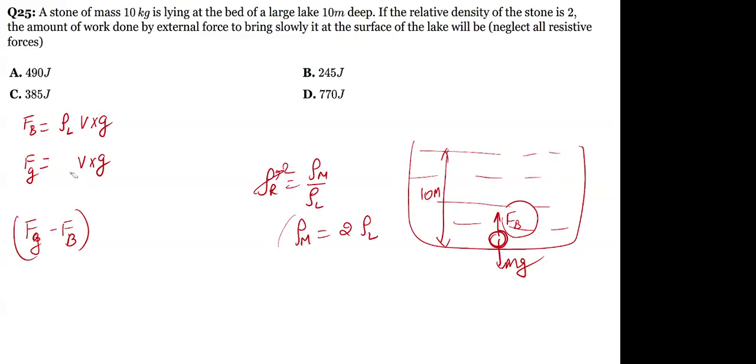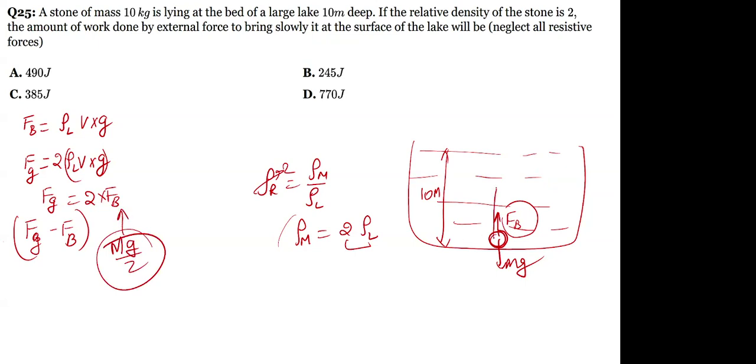So in place of density of solid, you will put this. So it will become 2 times rho L V g, and this is nothing but 2 times FB, which means the net force that you are having here is mg by 2, which is half of the FB. So this much amount of force you need to apply to lift this particle or lift this stone without acceleration.